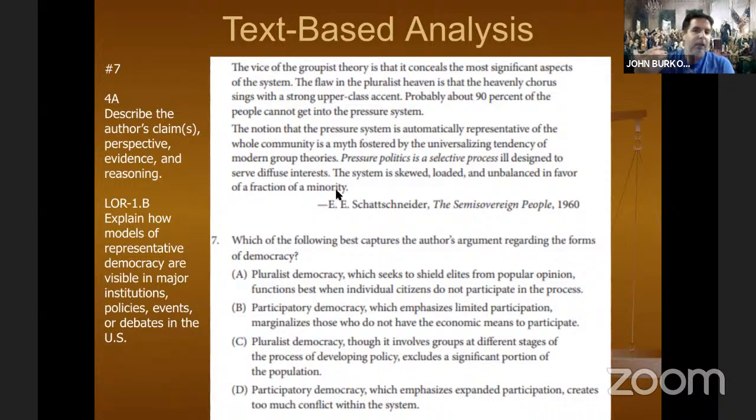So those key words are going to help you break down how to best address this question. Here it's: explain how models of representative democracy are visible in major institutions. The models of representative democracy, what are those? Real quick.